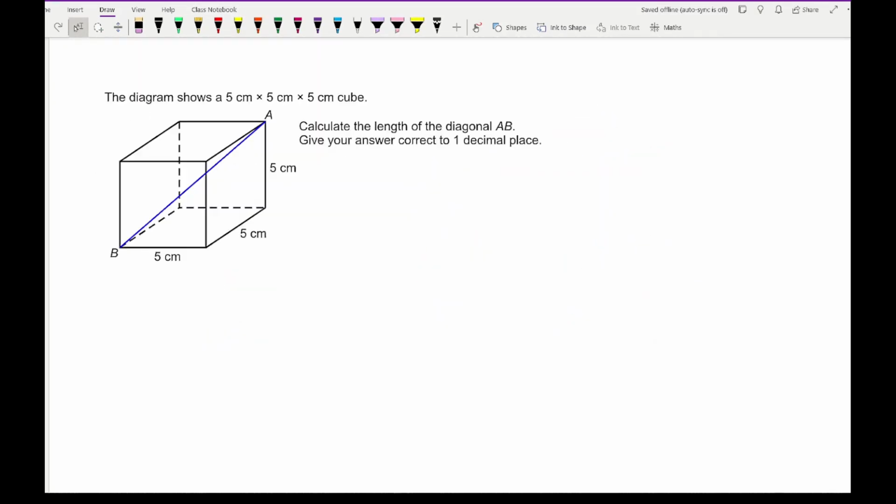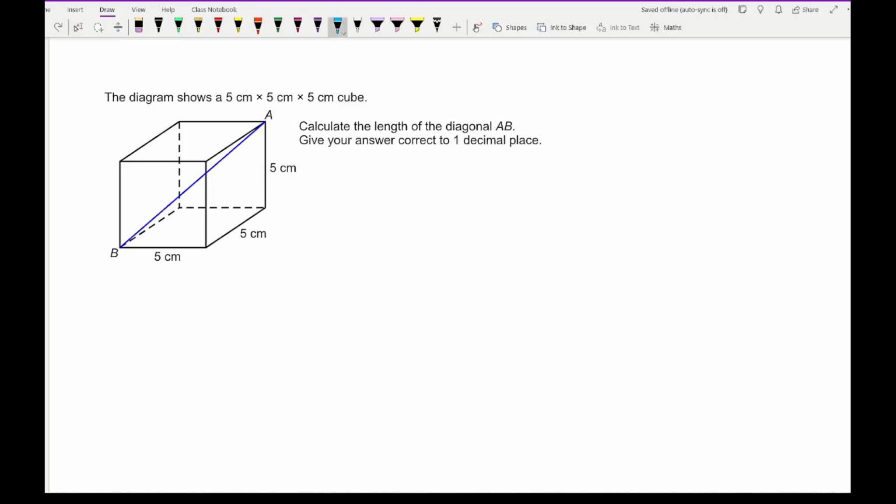So let's have a look at an example, or a common example, where 3D Pythagoras comes into play. It says that this diagram shows a 5 by 5 by 5 centimeter cube. Calculate the length of the diagonal AB. Give your answer correct to one decimal place. Now the key thing to note is that A and B, the only two vertices, are labelled, but again it could be either opposite vertices, and it'll be the exact same length.